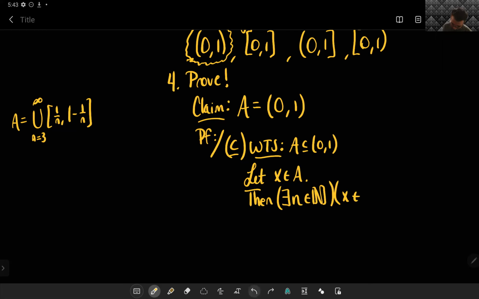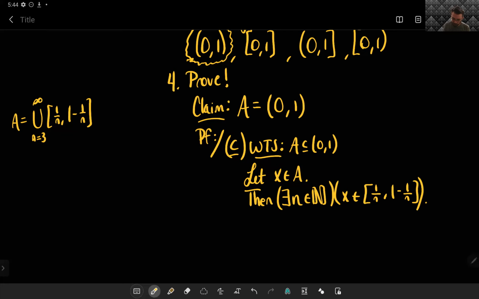Instead of A sub n, maybe I'll just write it out. X is in this interval from 1 over n to 1 minus 1 over n. Okay, hopefully that's clear, right? This is just one of the A sub n's. So it's just the definition of what it means to be a union of sets. It means to be an element of a union.